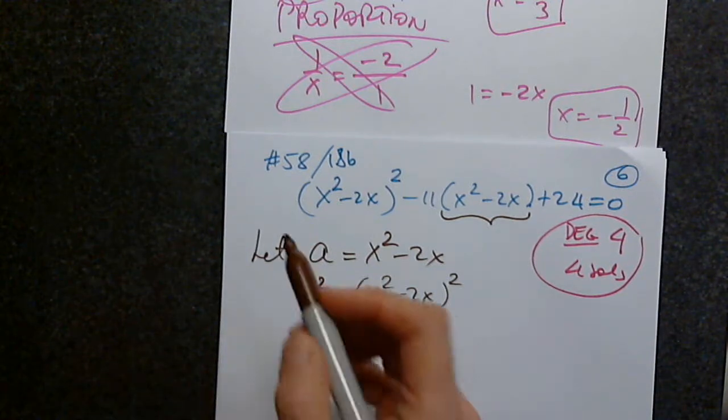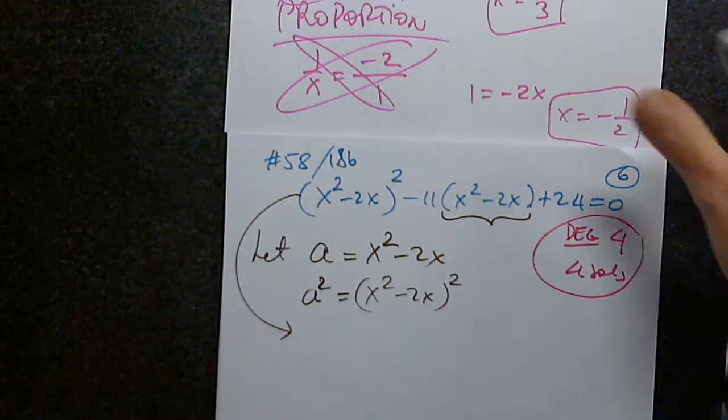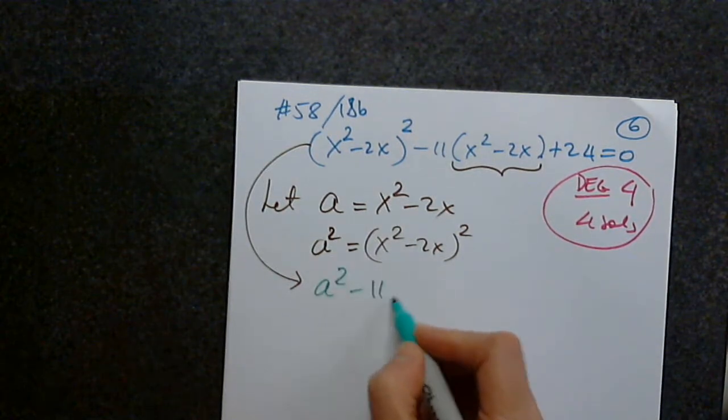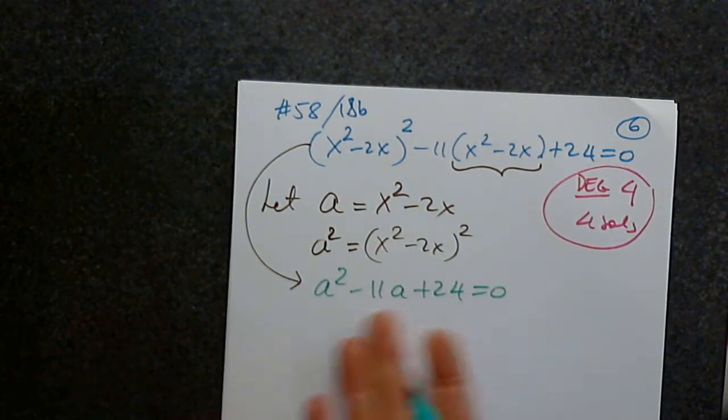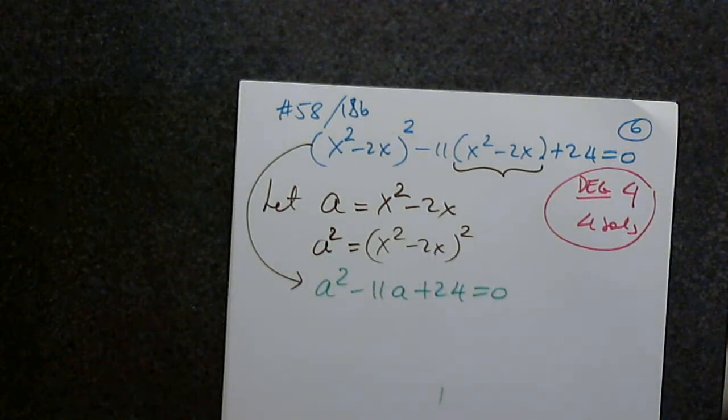So then this equation is definitely quadratic in form. How do I write it now? A squared, minus 11a, plus 24. Isn't this more human than the original one? A lot better. A lot better.